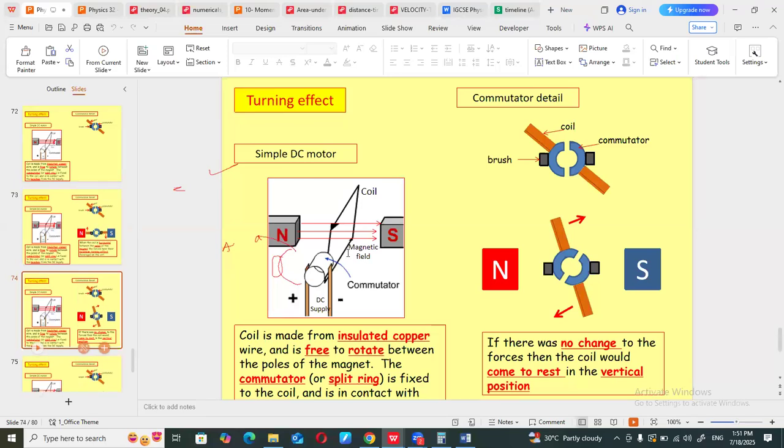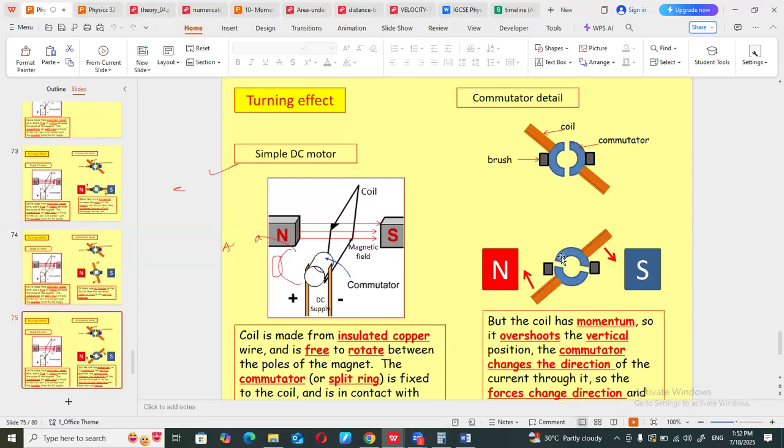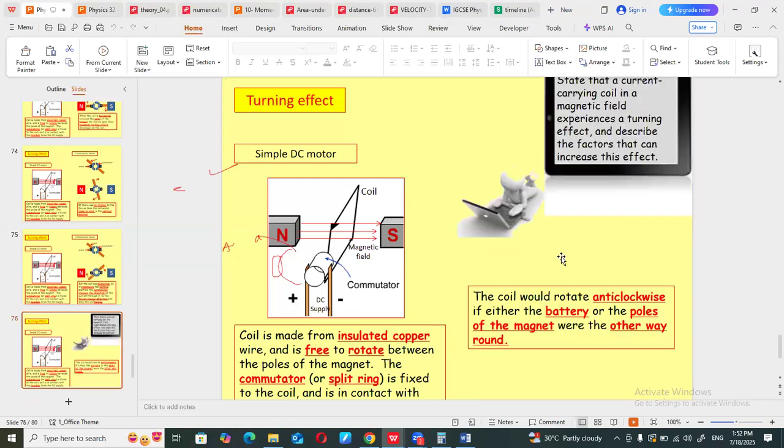If there was no change to the force, the coil would come to rest in the vertical position here. But the coil has momentum, so it overshoots the vertical position, and the commutator changes the direction of the current through it, so the force changes direction. And that is how it makes sure that the device will continue its motion, I mean, the armature coil.